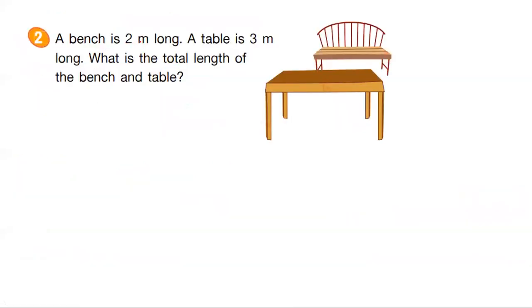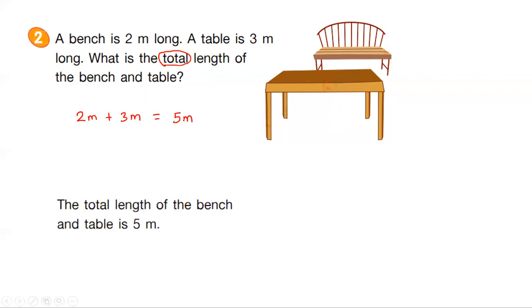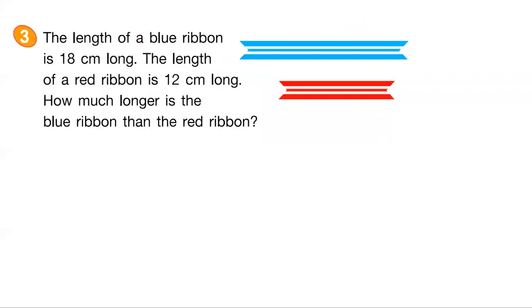A bench is 2 meters long. A table is 3 meters long. What is the total length of the bench and the table? Look at this word, total. Since we are saying total, remember we get total when we add. So we have 2 meters plus 3 meters, and this will give us 5 meters. So the total length of the bench and the table is 5 meters.